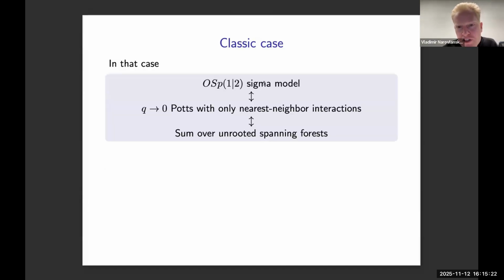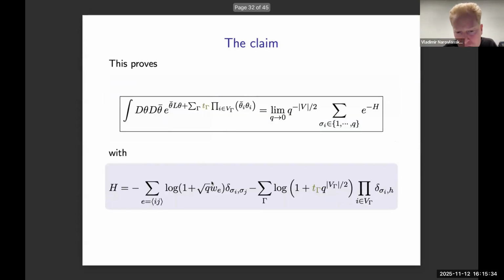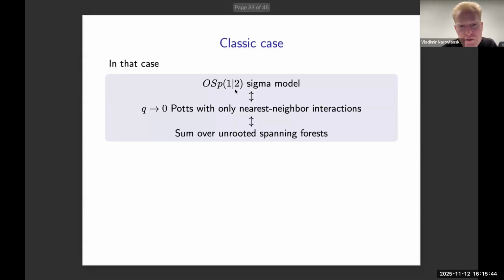Okay, if not, let me just mention that this classic case that I mentioned at the beginning, the OSP(1|2) theory, in that case, we have the OSP(1|2) sigma model. It's dual to the q goes to 0 Potts model. We include only this kind of terms. We don't have any of these terms. Okay, so this is the question before, right? We have only these terms, only the nearest neighbor ones. This is just the OSP(1|2) sigma model. And in the sum over spanning forests, we don't need to include any interaction.